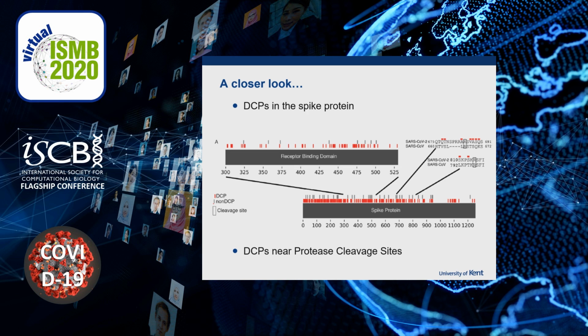And finally, this inset here shows the position with a square around it, so these arginines. These are residues which bind to serine protease TMPRSS2, and this is vital for the activation of the spike protein. So it's a protease cleavage site, and we'll come on to that later.